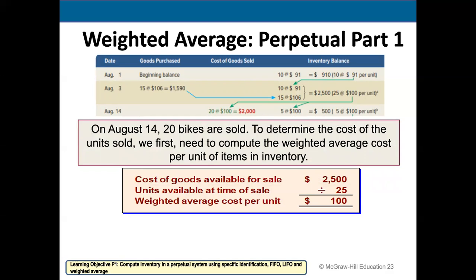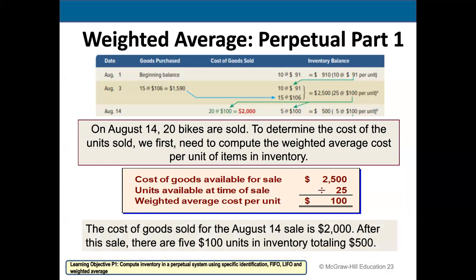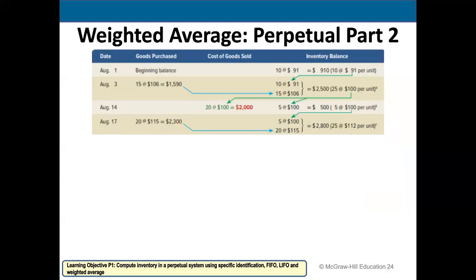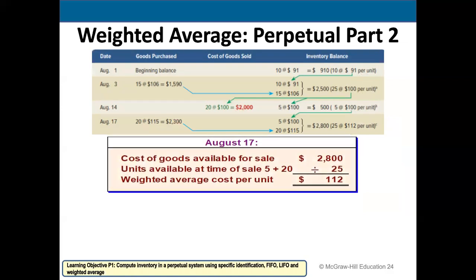So on August 14th, when we sell bikes, we will use the average cost as of that date to calculate our cost of goods sold. So if our average is 100 and we sold 20 bikes, we'll say 20 times 100 is $2,000. And we'll have our average cost of 5 at 100, or $500 remaining in our inventory balance. Then when we purchase more bikes, we can recalculate our weighted average.